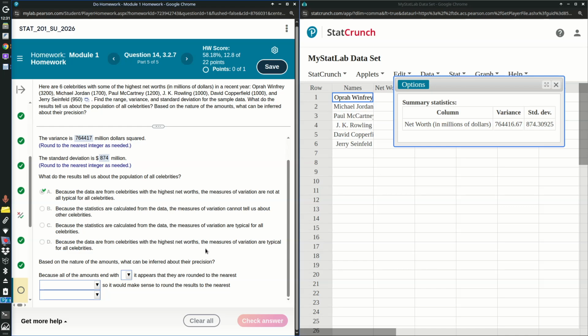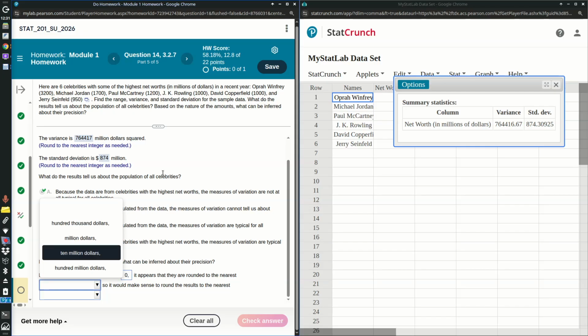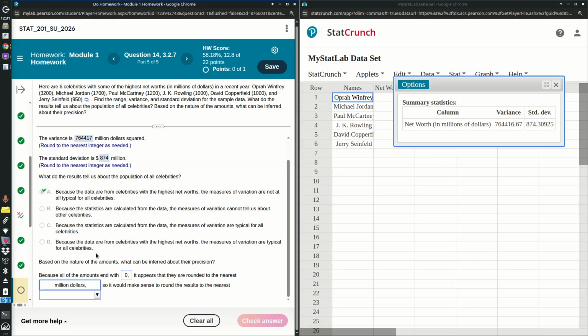Based on the nature of the amounts, what can be inferred? Okay, they all end in 10. So let's see, this is 100 million, 10 million, million. So that's in millions of dollars.